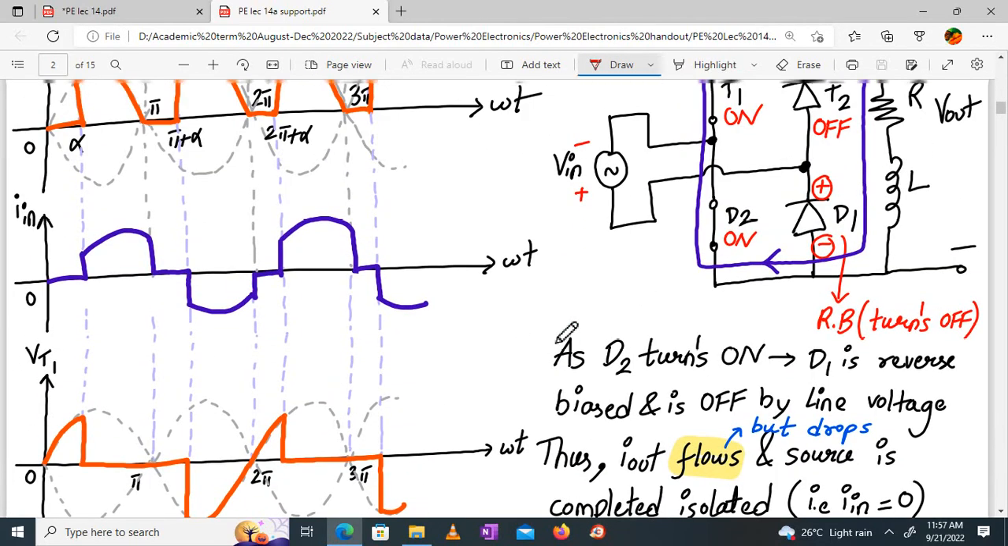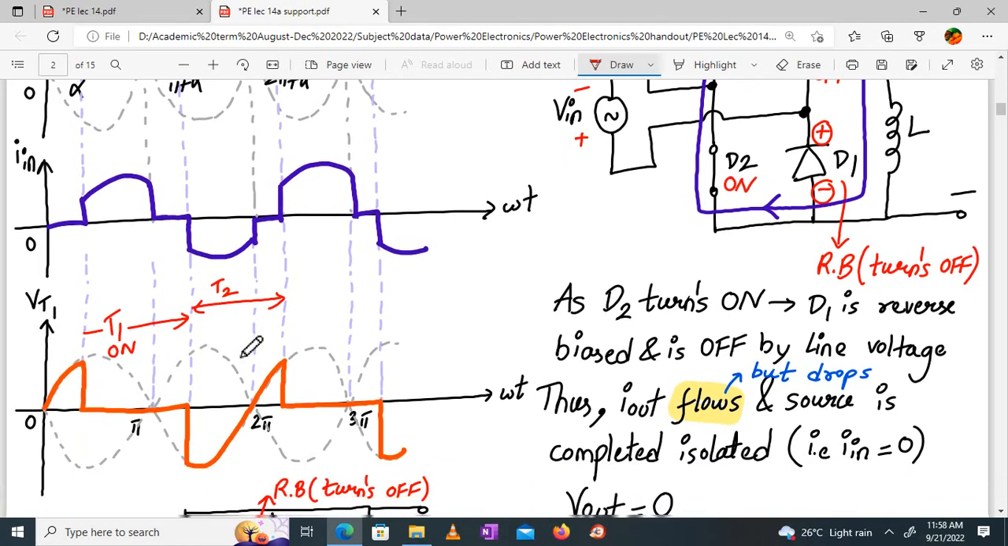हाँ, ये voltage across the thyristor. See, your T1 will conduct. T1 is on from alpha to pi, right? And T2 is on from pi plus alpha to 2 pi. So when the thyristor T1 is off, the voltage across the thyristor T1 is equal to V. So it will follow V. When it is on, it will be 0. Completed?